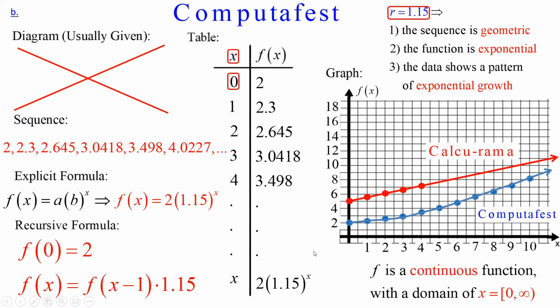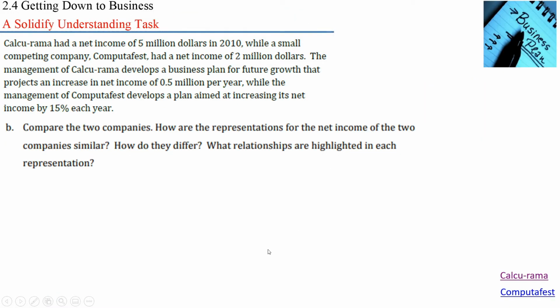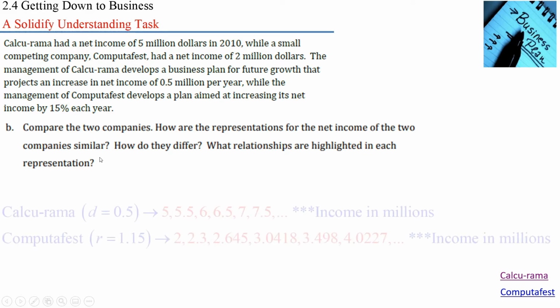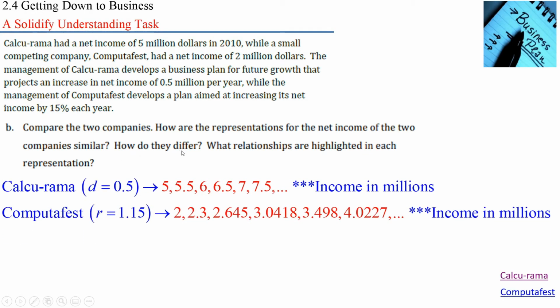Great job. Okay, part B, compare the two companies. How are the representations for the net income of the two companies similar? How do they differ? What relationships are highlighted in each representation? That's a pretty deep question. I think we can talk about the similarities and the differences if we just look at our original sequences right here.